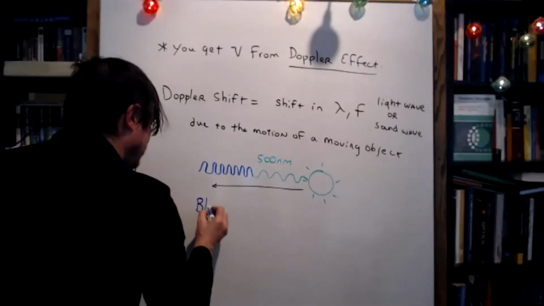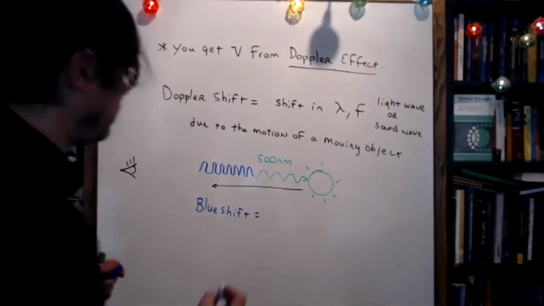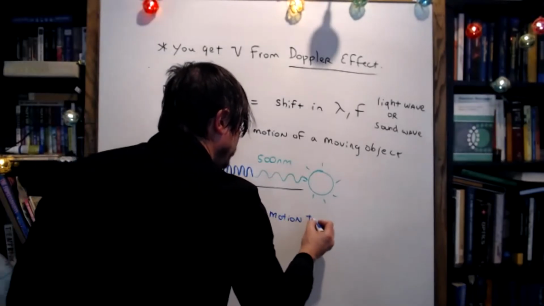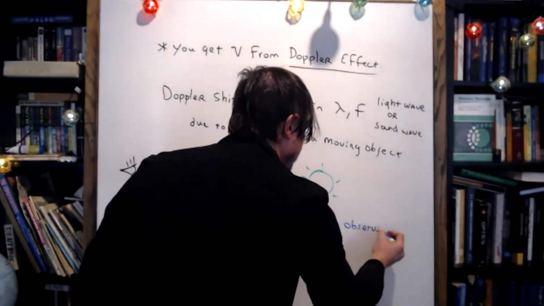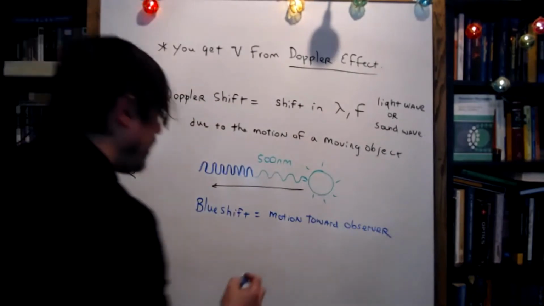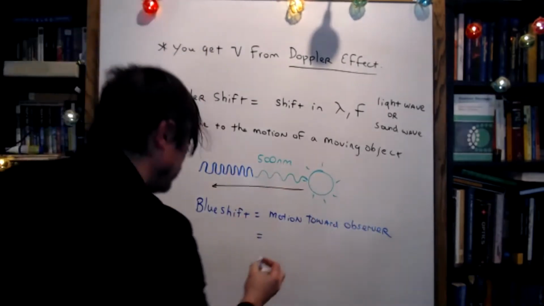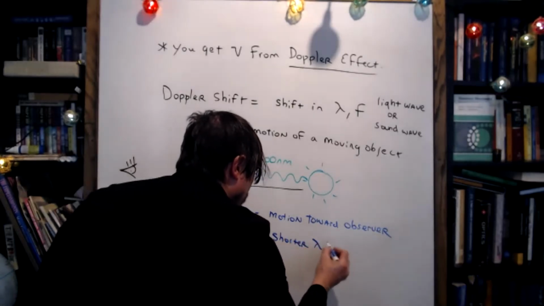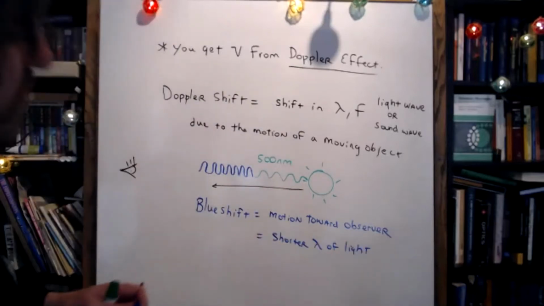So the idea behind a blue shift is that a blue shift happens when the star has motion toward the observer. I'm going to try to keep this simple here. Motion towards the observer, and it causes the wavelength of light emitted to become shorter. So this results in a shorter wavelength of light. It's a shift towards shorter wavelengths.